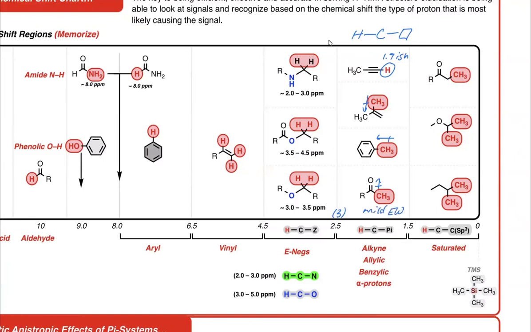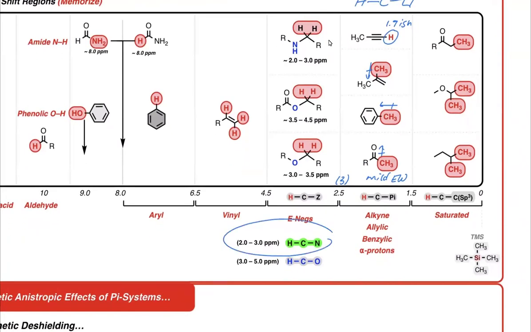Protons on a carbon neighboring a pi system, we'd say there's kind of a mild electron withdrawal effect by the pi system. Then we have this range of 2.5 to 4.5. This is where you'd have protons on a carbon connected to some electronegative atom, where Z could represent a chlorine, bromine, iodine, oxygen, nitrogen. Now, the halogens tend to have more variable shifts in that region. But within that region, nitrogen and oxygen have pretty consistent shift ranges.